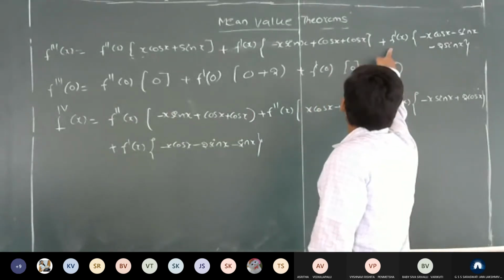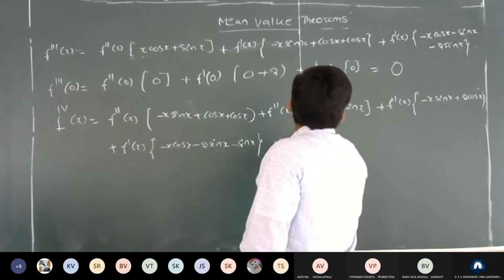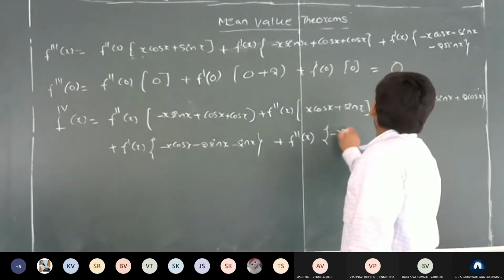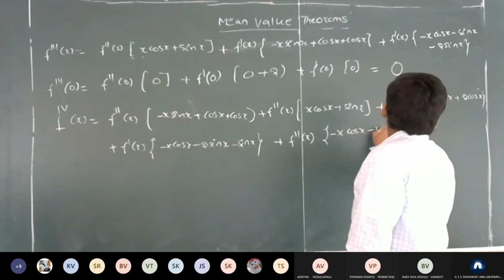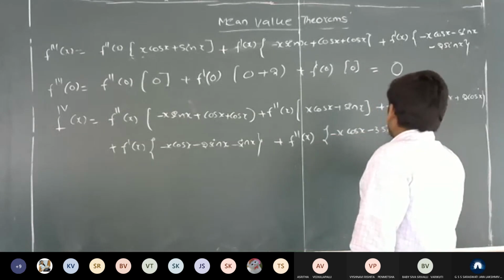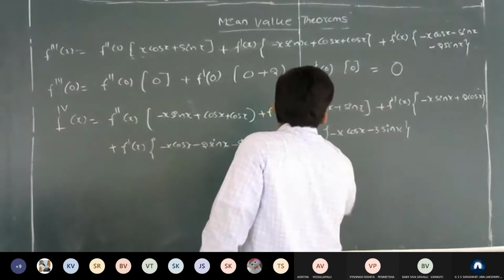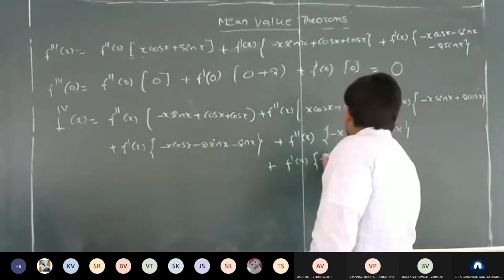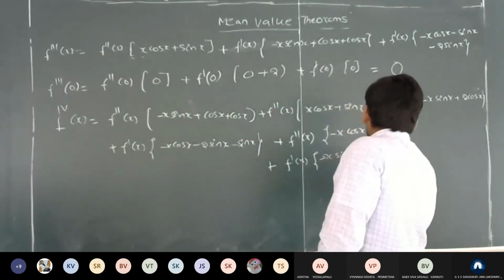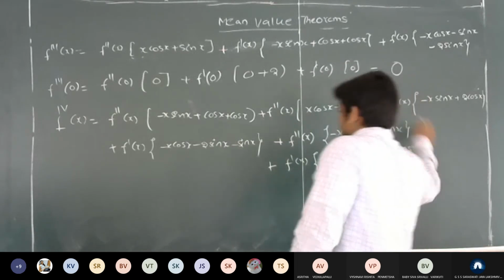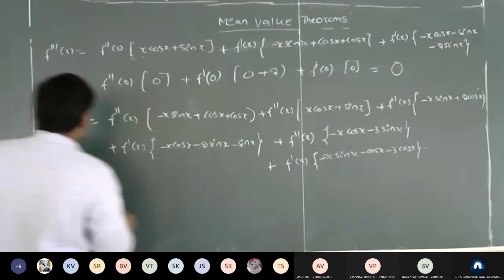Next. So coming to this one, plus f double dash of x into minus x cos x minus 3 sin x. So this is the last one. So plus f dash of x into minus x sin x minus cos x minus 3 cos x. Only we have this term, right?